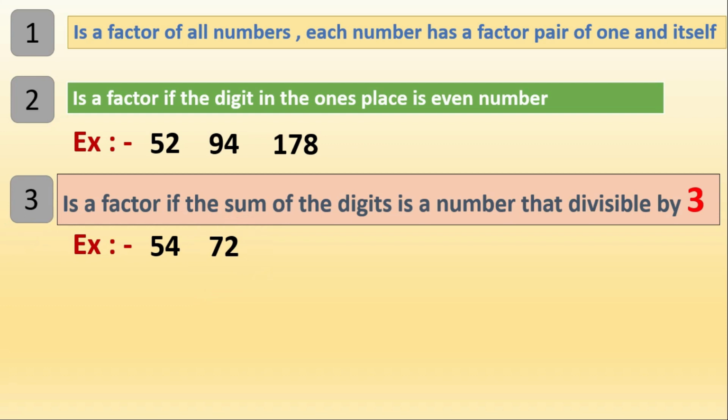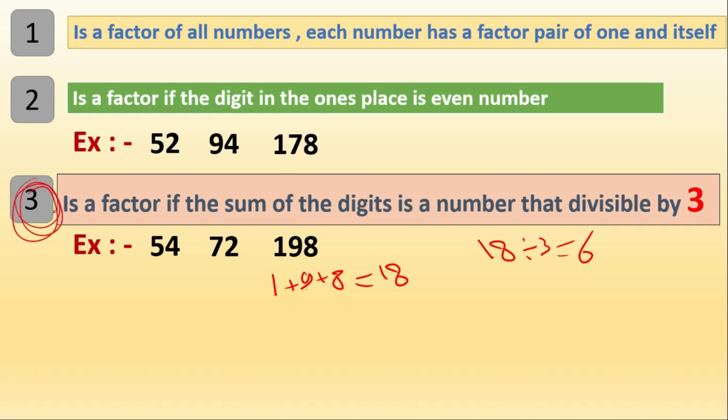Got it? Another example, 198. Add the digits. 1 plus 9 plus 8. 1 plus 9, 10. 10 plus 8 equals 18. Can you divide 18 by 3? Can? Yes, 18 by 3 equals 6. So 3 is a factor. 3 is a factor of 198 because 3 is a factor of the sum of digits, you can divide by 3.